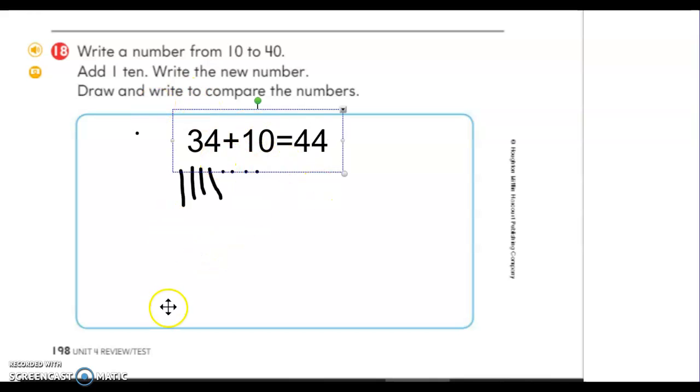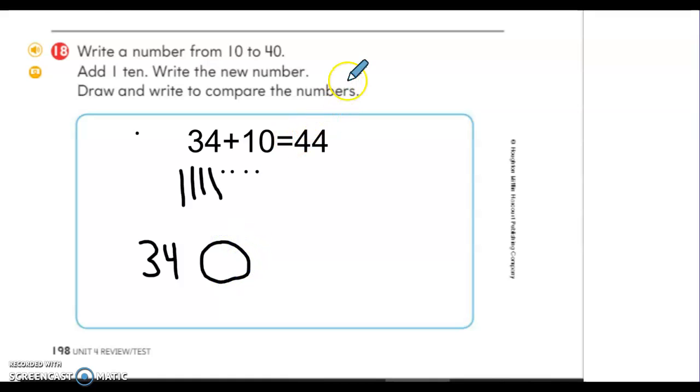Now we have to compare those numbers. So we started with 34. We put this circle in the middle to show that's where our sign is going to go. And remember, when we compare, we use greater than, less than, or equal to. And we ended up with 44. So now in the circle here, you have to decide, is 34 greater than 44? Is 34 less than 44? Or is 34 the same as 44?